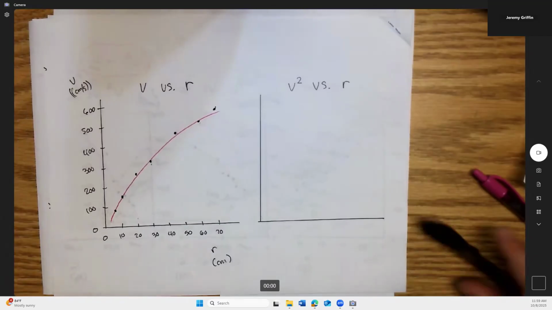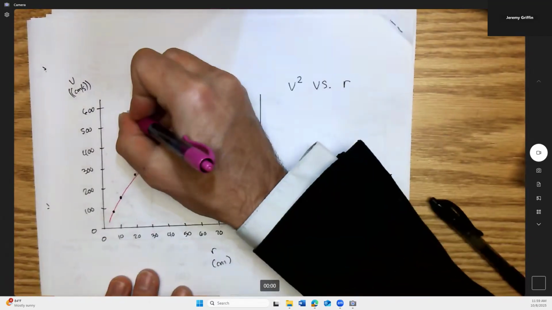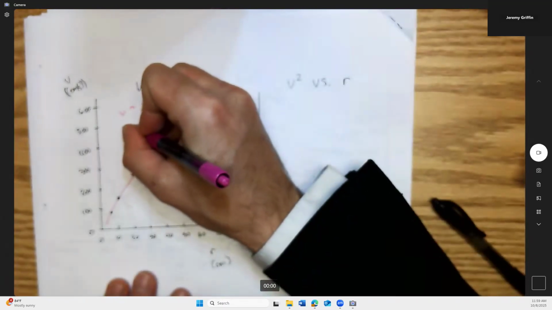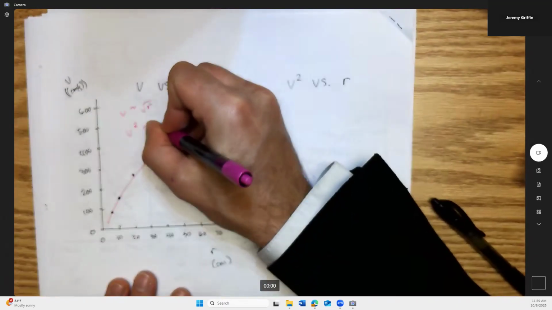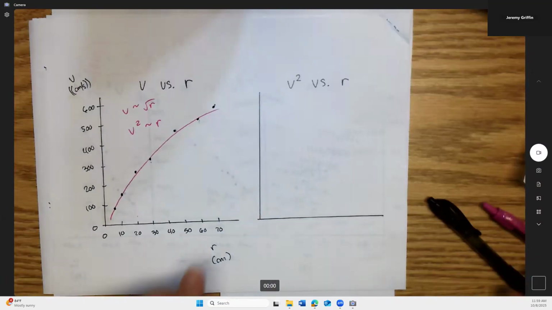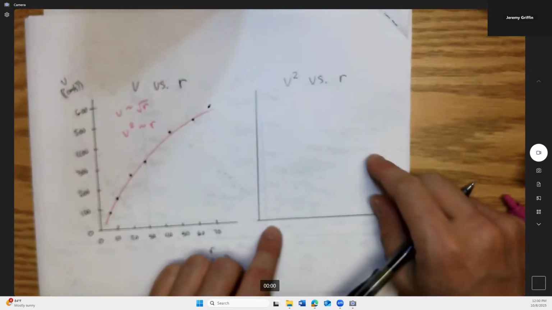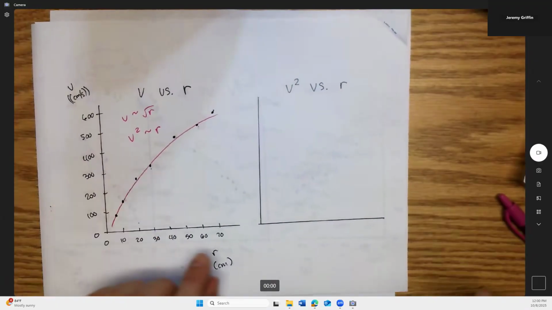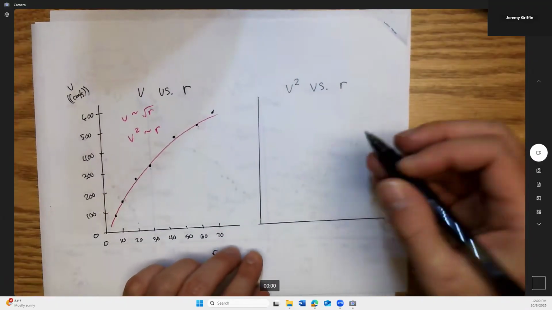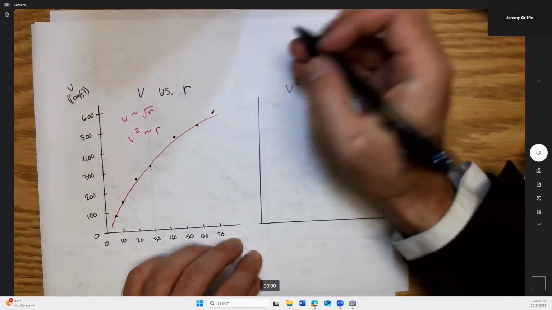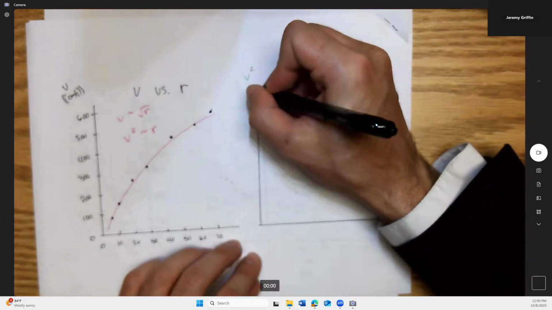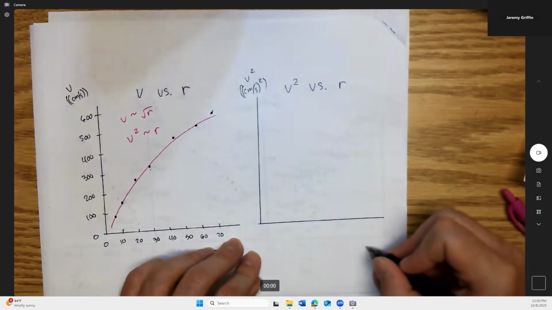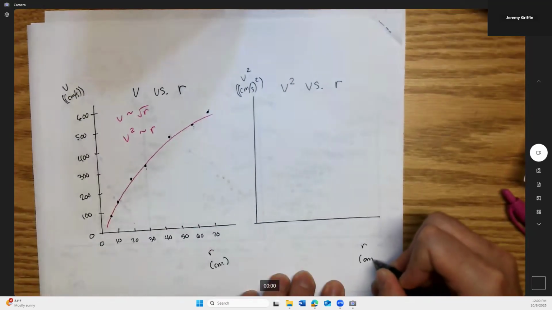Right, so if I suspect v is proportional to the square root of r, which I definitely do, then let's do v squared proportional to r, or I think that would be true. So graph v squared versus r. If this linearizes, then that would confirm that relationship. And then you could also make an equation out of that by getting a slope and y equals mx. So let's do v squared in centimeters squared per second squared, versus r in centimeters.